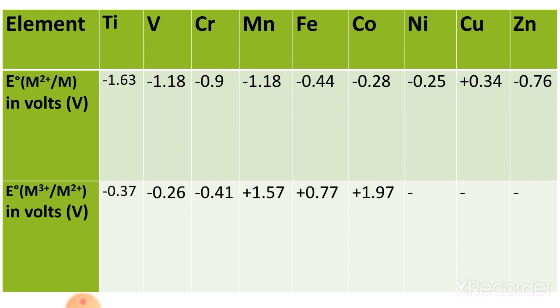Now note down some more points: from titanium to Zn, the value of E naught for M2 plus oblique M shows irregularities. So one question may arise: why do they show irregularities in the E naught value? Your answer is like this: the irregular E naught values are explained by the irregular variation of ionization enthalpy, that is basically first and second, and sublimation enthalpy across the series.